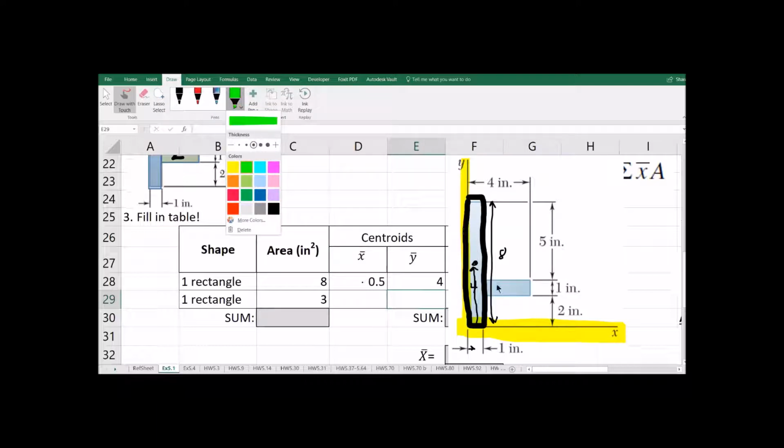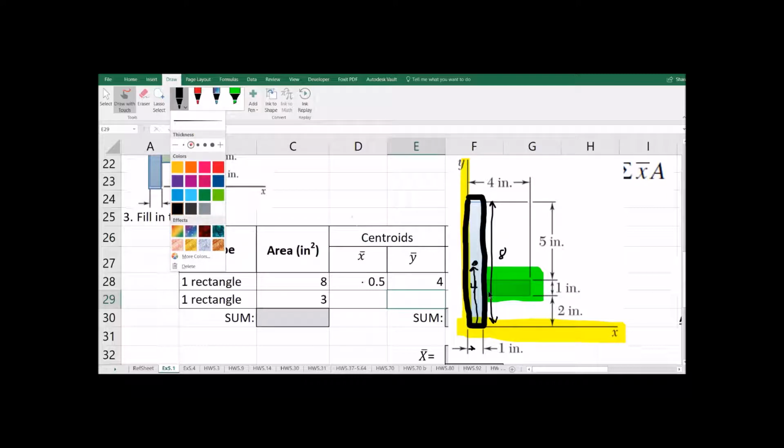So let's call this our green rectangle over here, and we want to find the center of the green rectangle. So where would that be? We know that this guy, let's see, it's 4 minus 1. So we have a distance of 3 over here. So from the edge, it's going to be 1.5, but we're not going from the edge. We're measuring this from our origin, right?